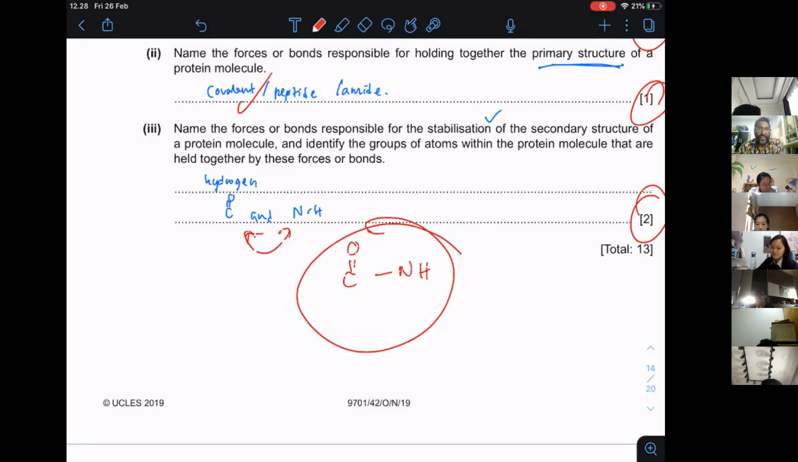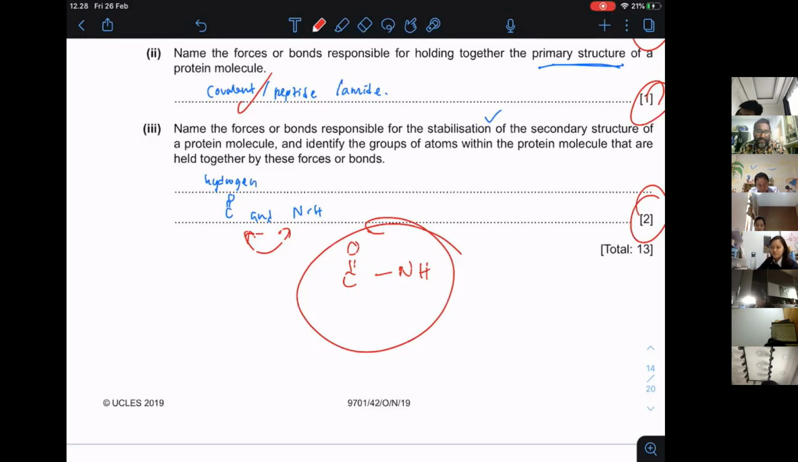But for tertiary and also quaternary, there will be more bonds responsible. There will be dipole-dipole, and ionic bonds, which can exist between ions and ions. There will also be covalent bonds, which I already mentioned. So there are so many bonds. I think the disulfide bridges, if you can remember. There are disulfide bridges.